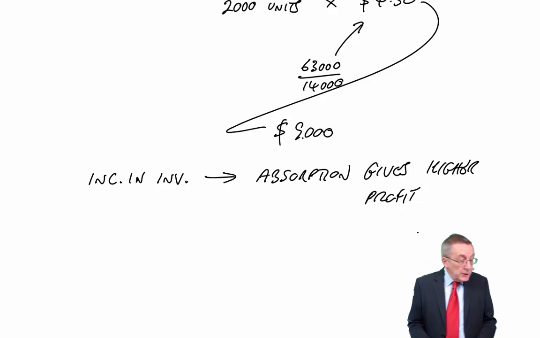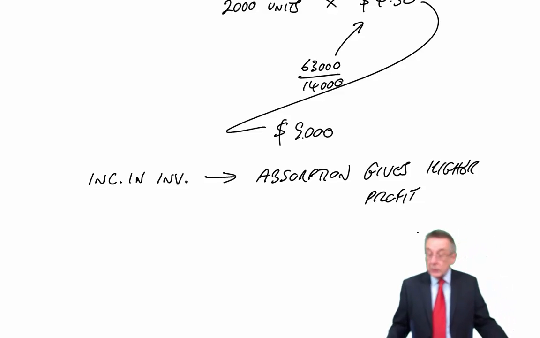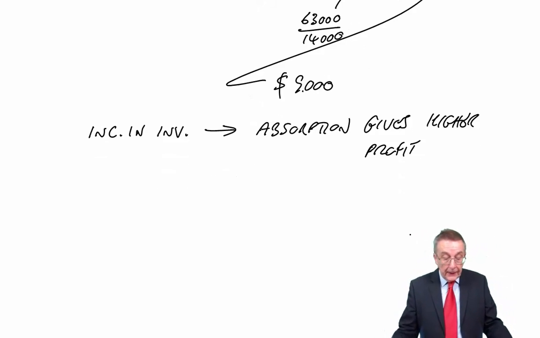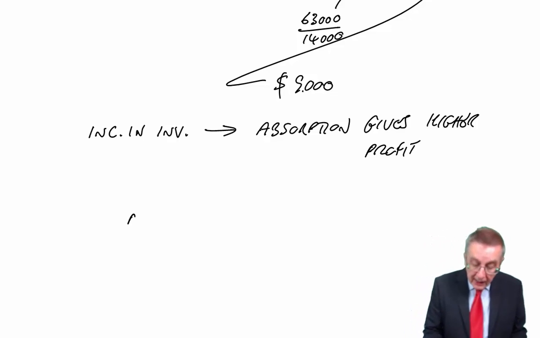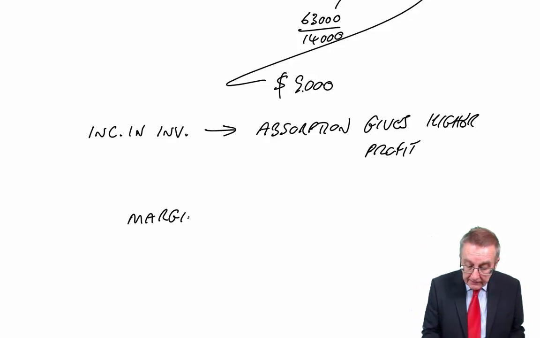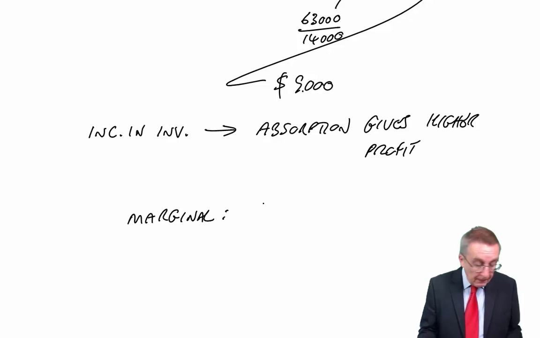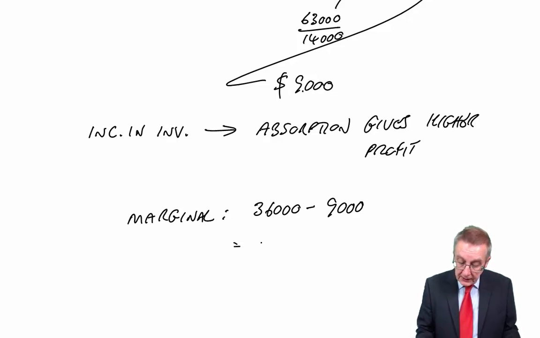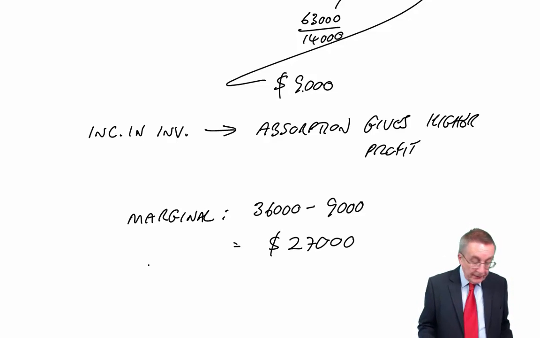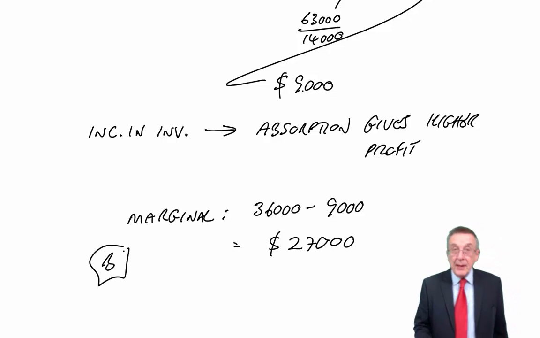Well, which way round is it here? We produced more than we sold, so inventory increased. Therefore, absorption is the higher profit. Marginal, therefore, is lower. Marginal profit, well, the absorption was 36,000. The difference, it's lower by 9,000. And so the marginal profit is 27,000. The answer is B.